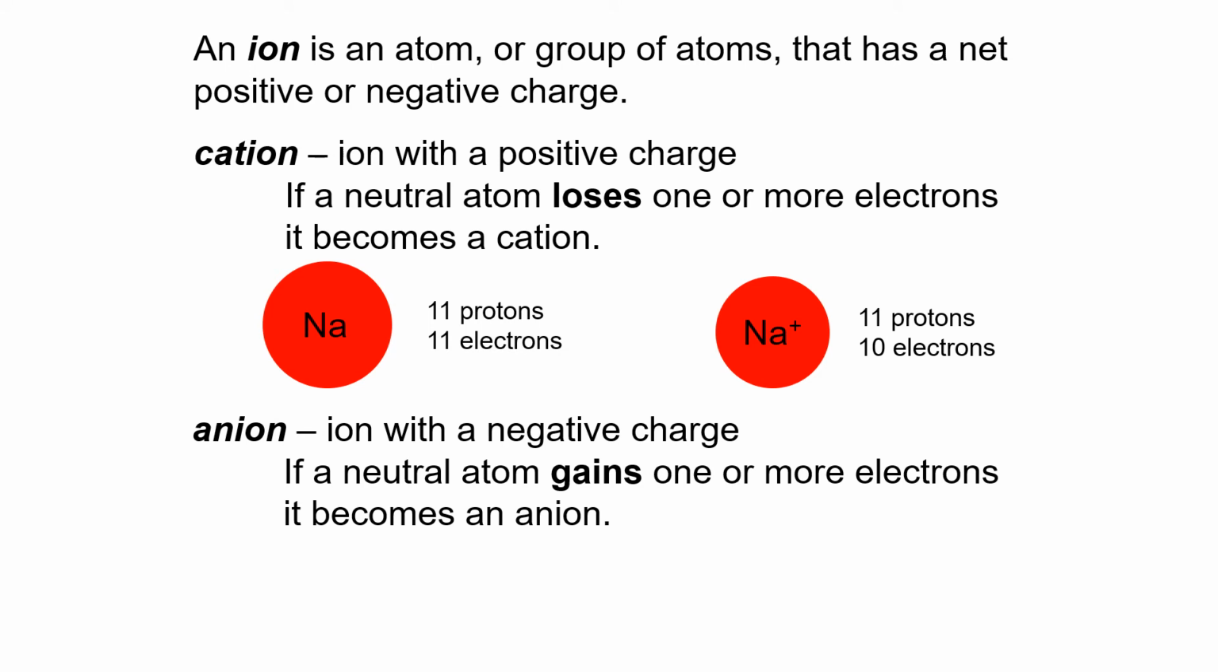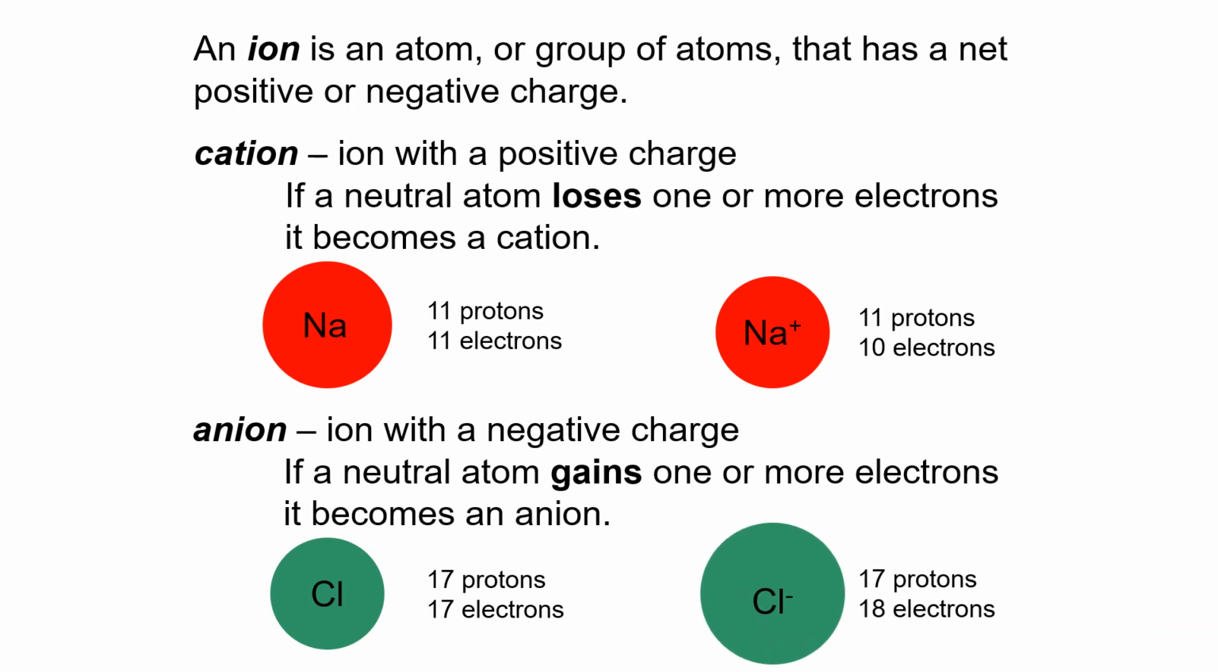An anion, on the other hand, is an ion with a negative charge. If a neutral atom gains one or more electrons, it becomes negatively charged because now it has more electrons than protons, and becomes an anion. Chlorine is the example used here. The chlorine atom, atomic number 17 on the periodic table, has 17 protons and 17 electrons.